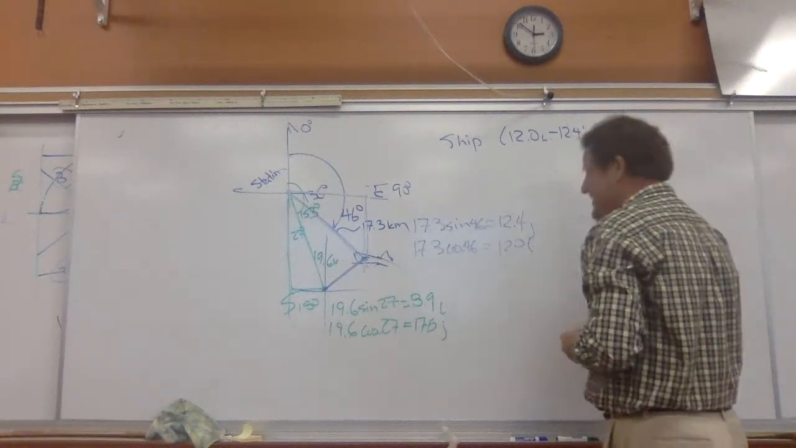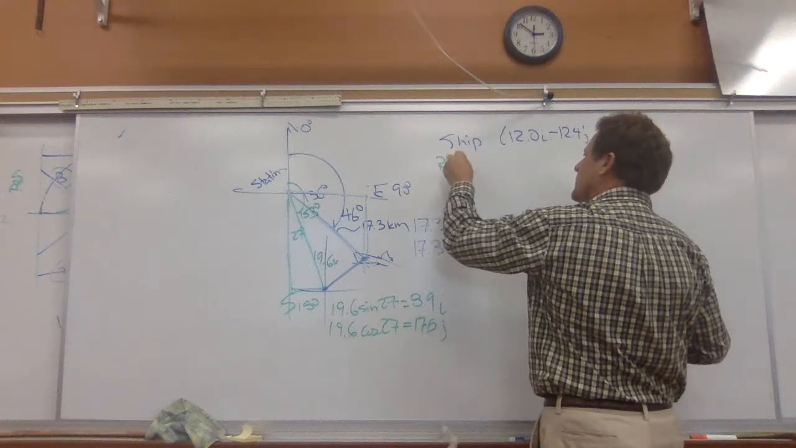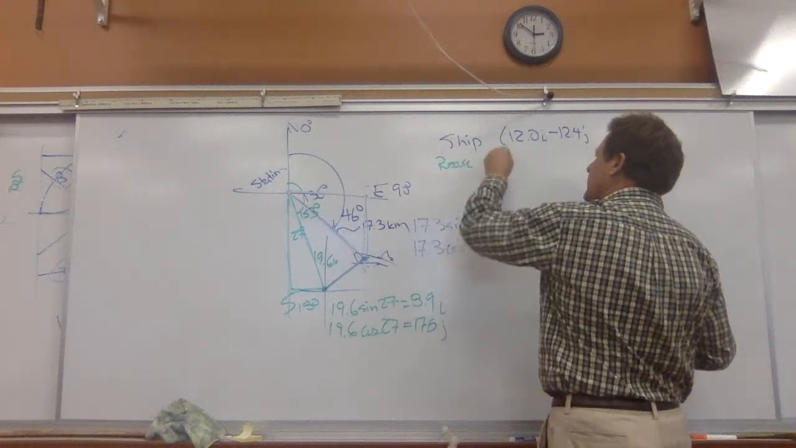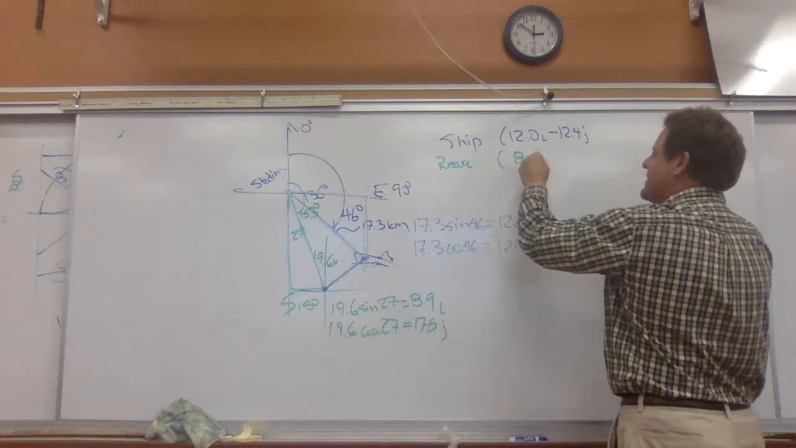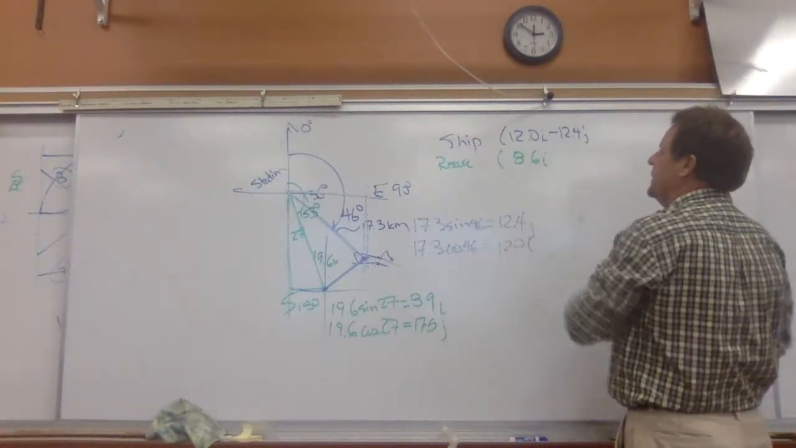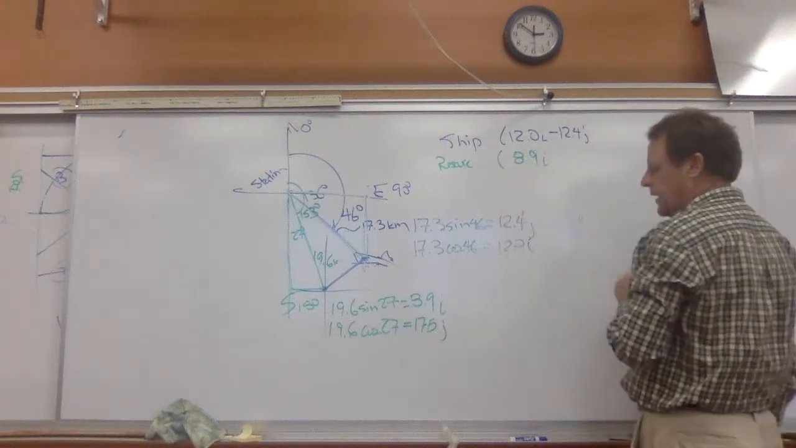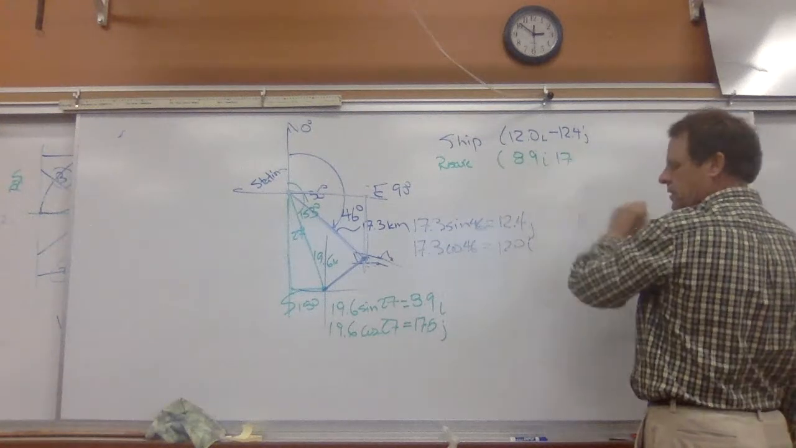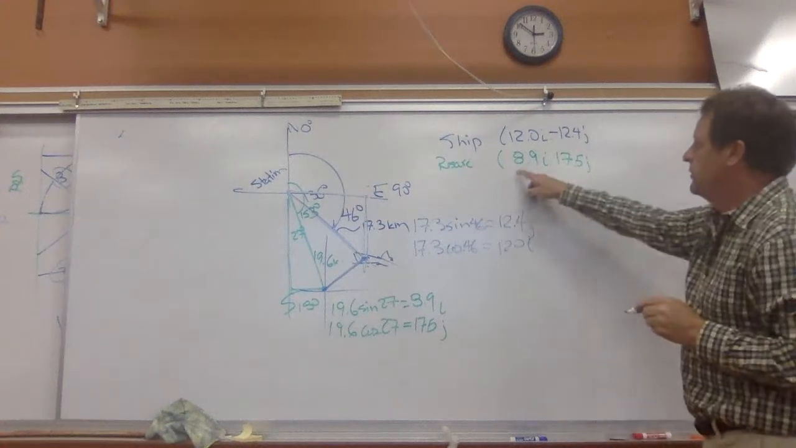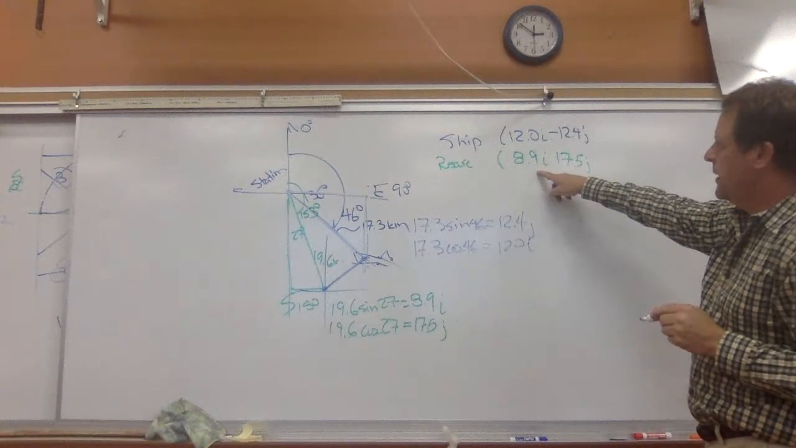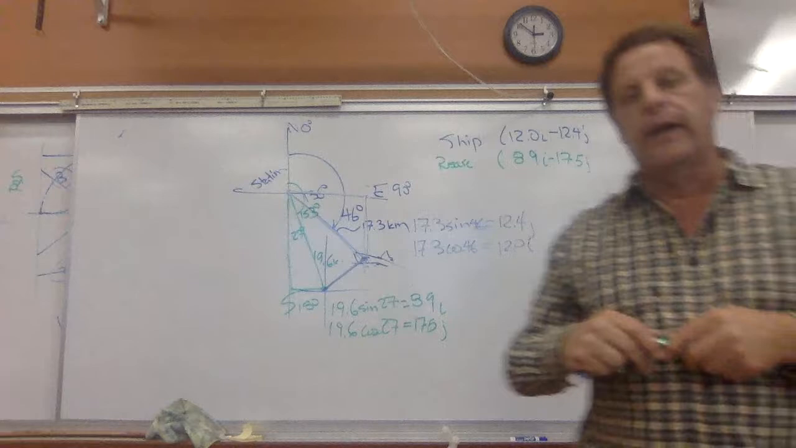And we're going to take a look at the rescue plane. Rescue, okay? And that is going to have coordinates of 8.9 I and 17.5 J, okay? And this is positive I, but it's negative J, okay?